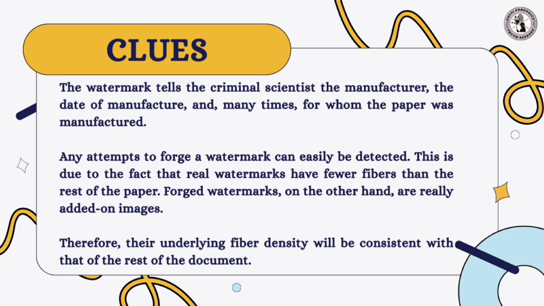The watermark gives us various clues for criminal scientists: where the manufacturing has been done, the date of manufacturing, many times the whole paper, the manufacturing location. If any forgery has been done in any type of paper, that could be detected from that. Then the fiber density could be checked, whether the paper is made with a standard format or not. So all these types of clues could be identified from a watermark.